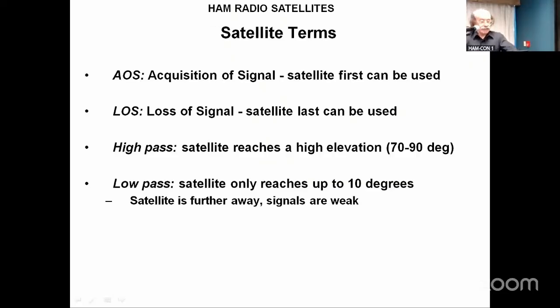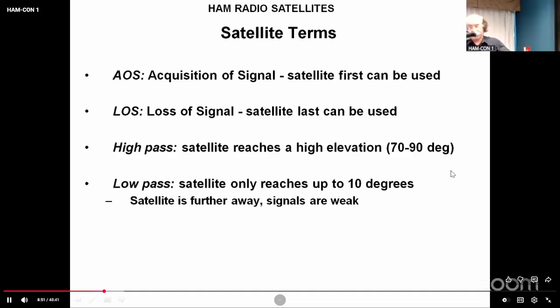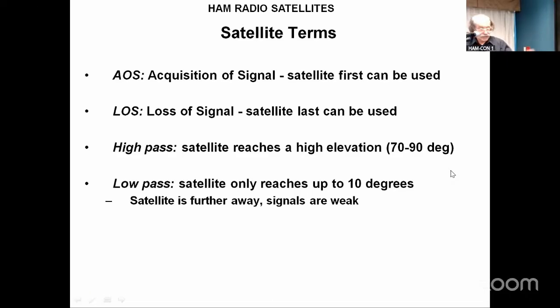AOS is acquisition of the signal. That's when the satellite can first be heard. It's going to come up over the air. It's below the horizon; you can't hear it. I don't care how big your antenna is. You can't hear it when it gets significantly below the horizon. It comes up in that direction, at that elevation, 0 elevation. And then when it goes over and comes back the other way, it's called LOS, the loss of signal. And that's the window you have to talk.